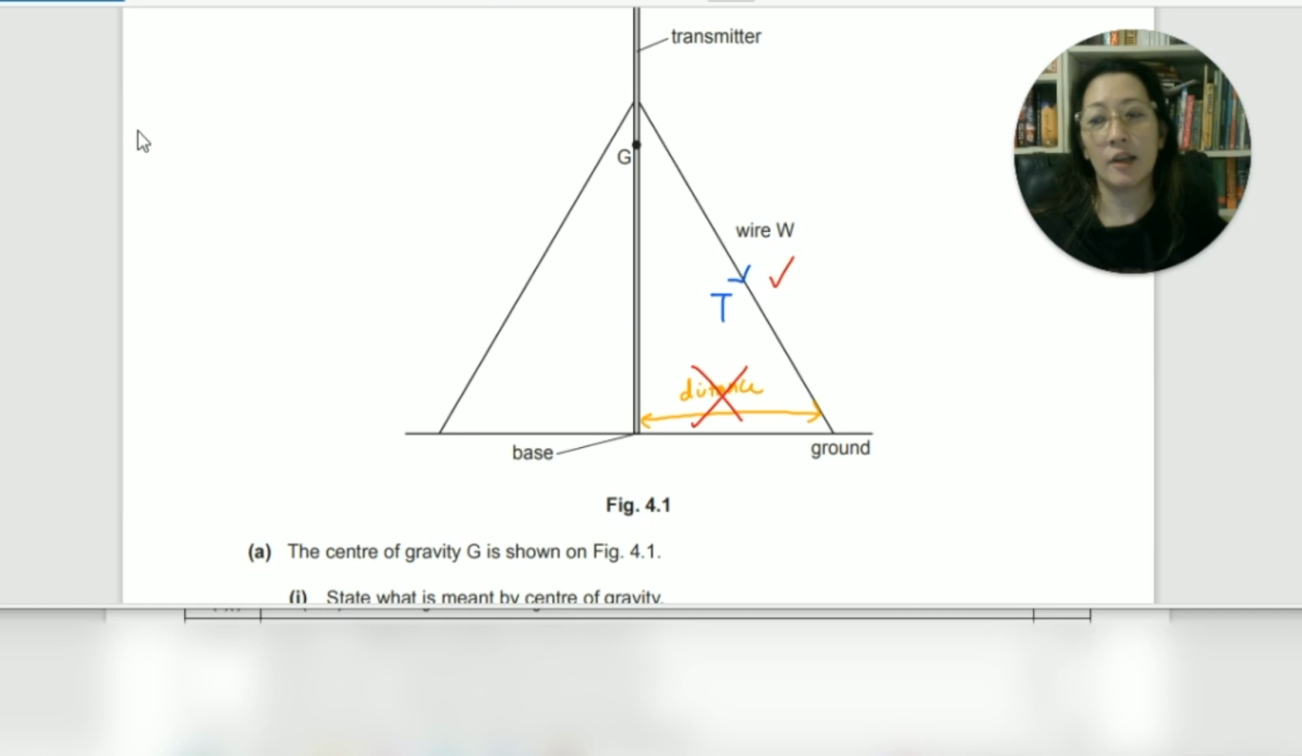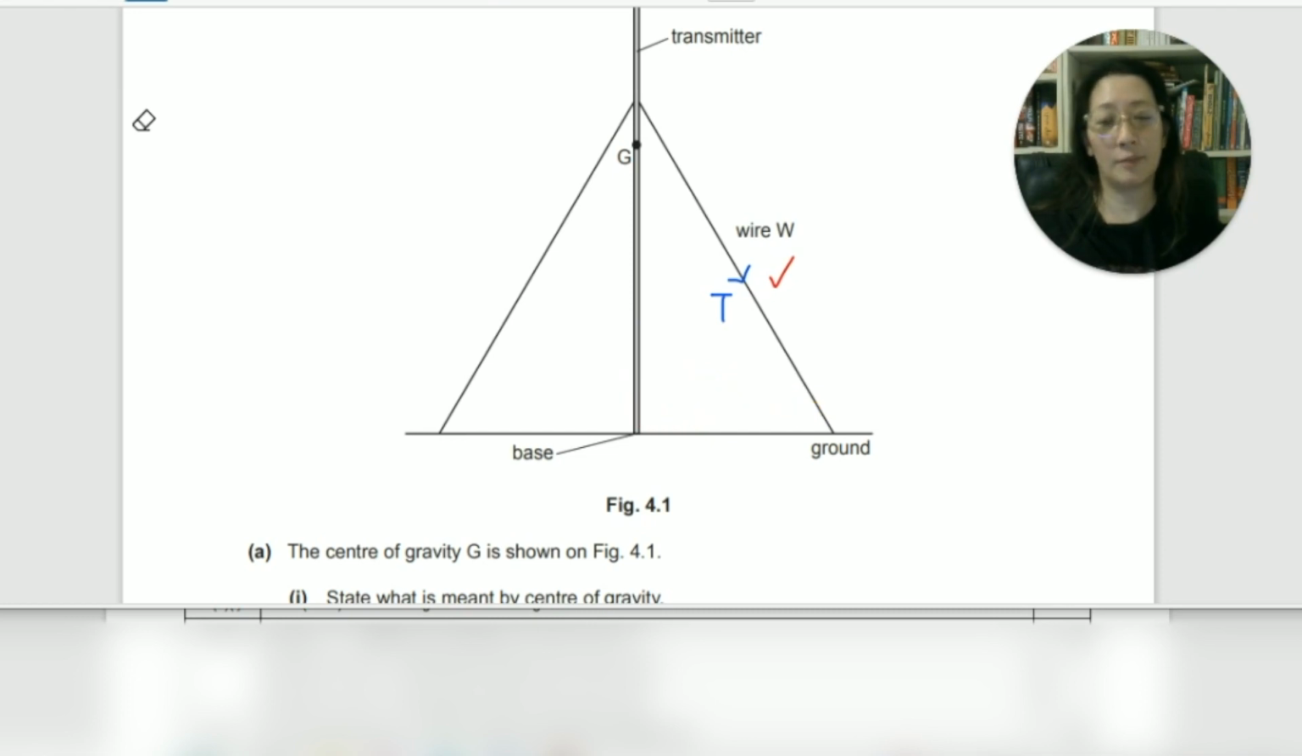Why? Because you need to measure the perpendicular distance of T from the base. As you can see, this is not the perpendicular distance. You cannot say, oh, this is a perpendicular distance because this is perpendicular from the transmitter to the ground, nothing to do with force T. So this is one common mistake that a lot of students make. I'm going to erase this.